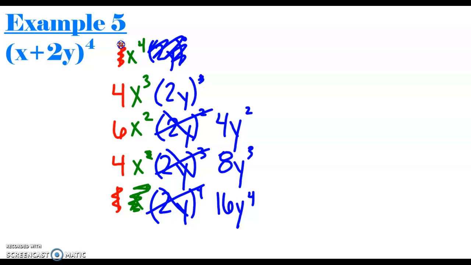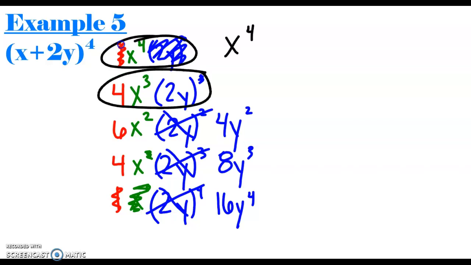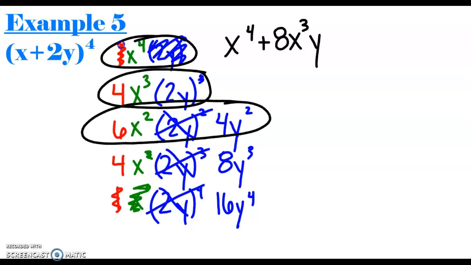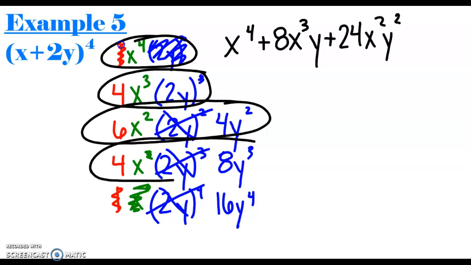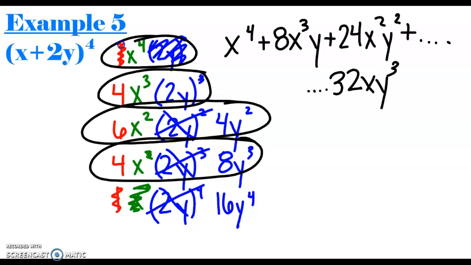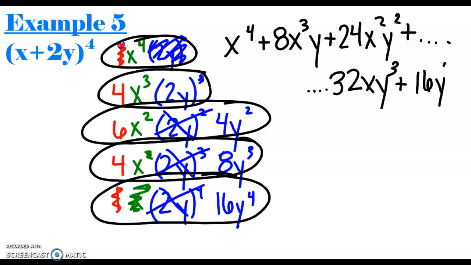So then to get my terms, first term is x to the fourth. Second term, 4 times 2 would be plus 8x cubed y. Third term, 6 times 4 would be 24x squared y squared. Next term, 4 times 8 would be plus 32xy cubed. And then our last term, all we got there is the plus 16y to the fourth.